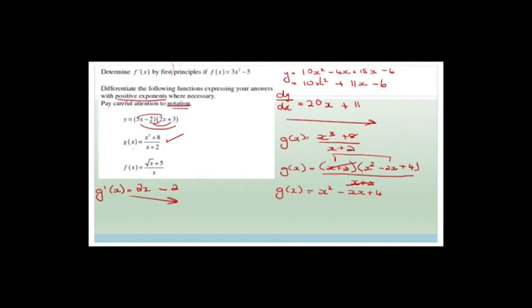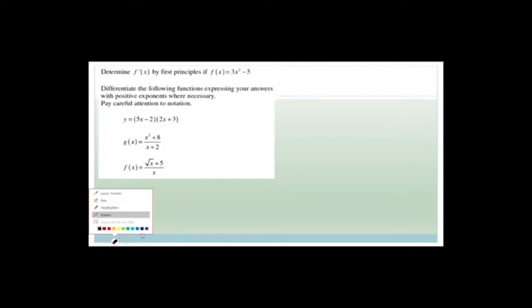Now let's try f of x, and you'll see there's a square root of x plus 5, over x. You can see now why I've chosen these questions, because I can just erase all the writing, as these are actually quite tricky questions. Let's have a look at this. We've got f of x equals the square root of x plus 5, over x.